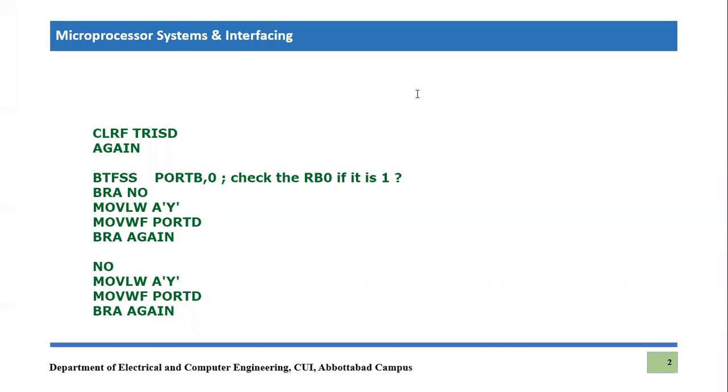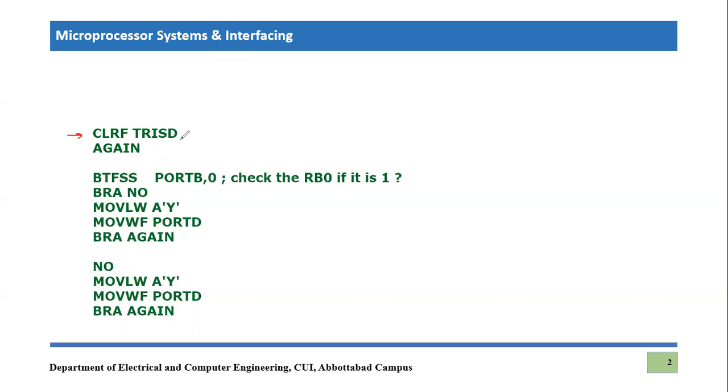Okay, I'm going to explain one more interesting program for bit manipulation. And this time we perform bit manipulation using some conditional jumps. So let's see what we are doing. So the very first instruction that we are understanding is CLRF TRISD. So this is the instruction we have already done, so I will not explain it. It is clearing the complete TRISD.